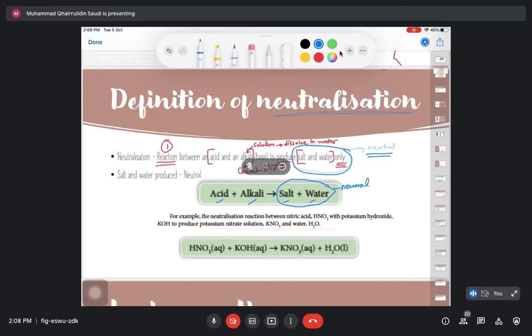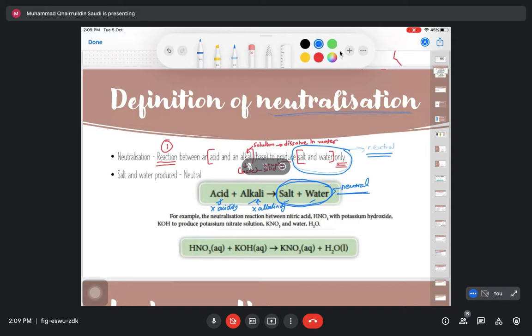So when both products are neutral, it means that the acid has no more acidity, and the alkali has no more alkalinity, because they have formed two different products. They have formed salt and water, so they are now neutral.